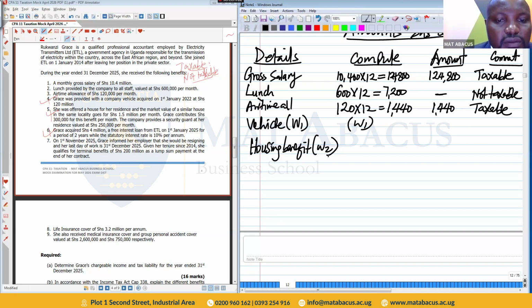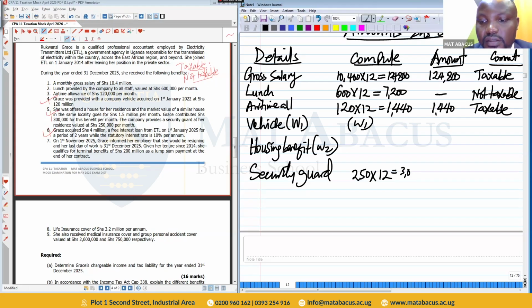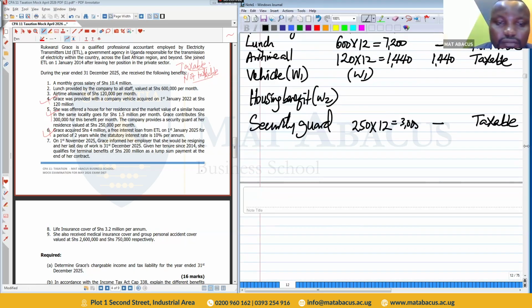She was provided with a house in the city, which goes for 1.5 million per month. Grace contributes 600 for the benefit. The company provides a security guard. Security guard is separate, so we shall have security guard, which is how much? 250 per month. So it is 250 times 12 to get the benefit. It will be 3,000. This one is not taxable according to the practice note of 2001 as was provided by the Commissioner General.